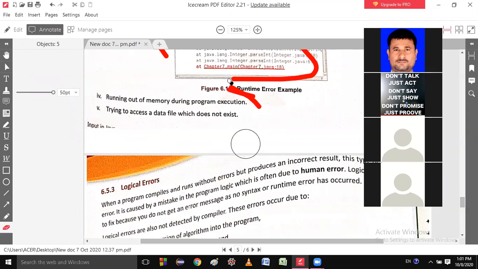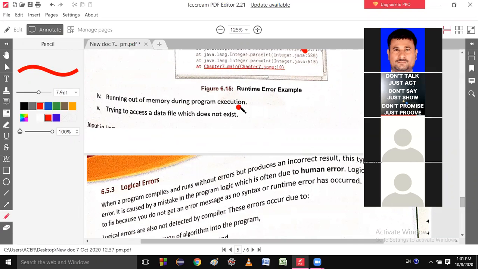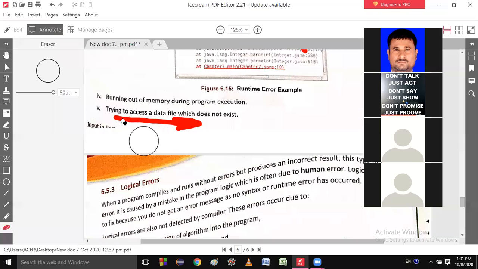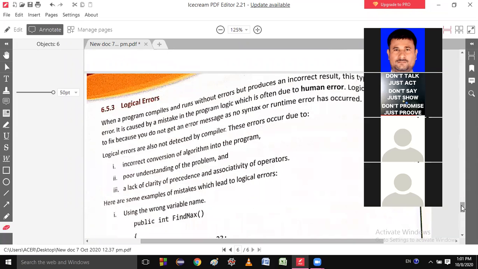Fourth point, running out of memory during program execution. Next, fifth point, trying to access a data file which does not exist. Suppose I am asking for a file to give me data from a.txt, and our computer does not have a.txt. So this type of error will occur when we ask for a file that does not exist on our computer. Is it clear? Okay, next one, logical error.